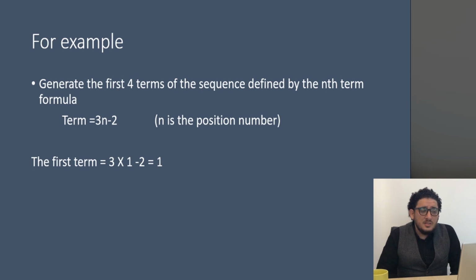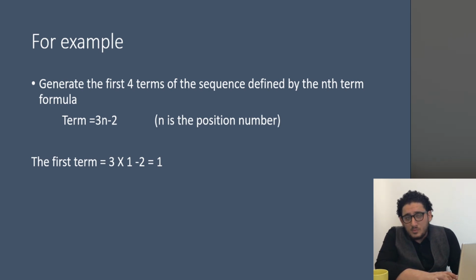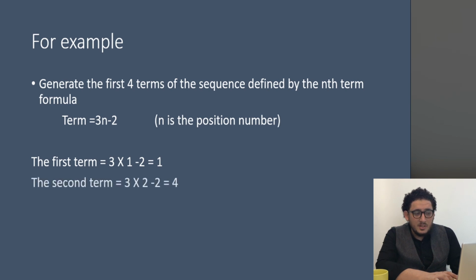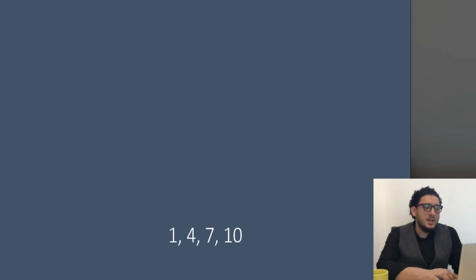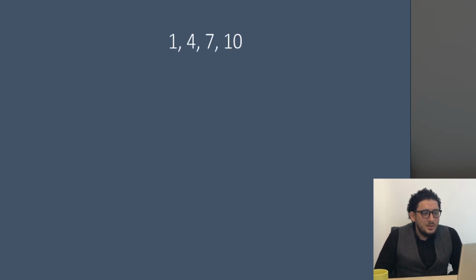So here we have 3n minus 2. 3 multiplied by n, 3 multiplied by 1 equals 3, minus 2, it equals 1. So the first term is 1. After that, the second term is 3 multiplied by 2 minus 2. 3 multiplied by 2 equals 6, minus 2 equals 4. The second term is 4. The third term will be 3 multiplied by 3 minus 2, it equals 7. And the fourth one is 3 multiplied by 4 minus 2, it equals 10. And this is the fourth term. If we want now to write the 4 terms, they will be 1, 4, 7, and 10.